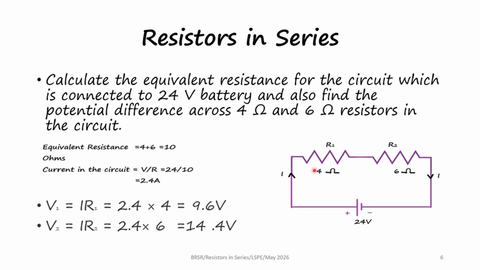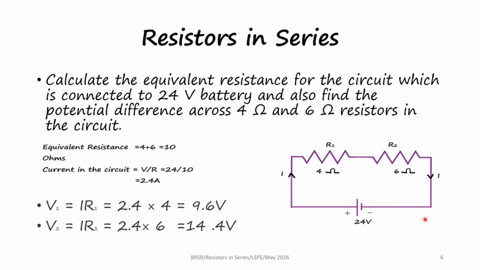To know the voltage drop across each resistor, the voltage drop across the 4 ohm resistor is calculated using the formula I into R1, where the current is 2.4 ampere and the value of the resistor is 4. So the voltage drop across the resistor of value 4 ohms is 9.6 volts, and the voltage drop across the resistor of value 6 ohms is 2.4 into 6, which is 14.4 volts. So if we add these two, we get the value of 24 volts.